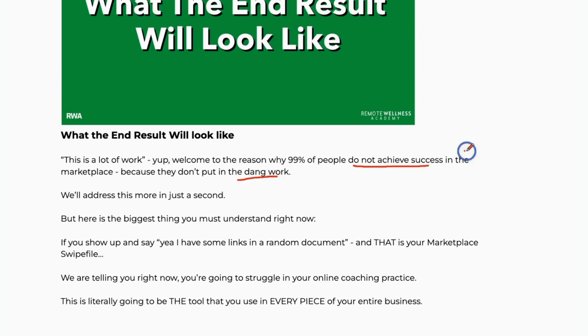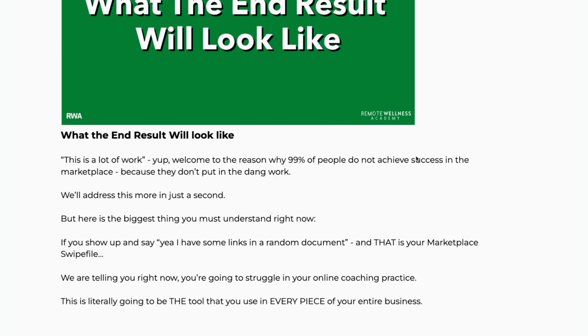And so we're going to address this specific belief around this being a lot of work in just a second. But here's the biggest thing that you need to know right now, okay? If you show up and you say, hey, here's a random document with a bunch of links, and that is my marketplace swipe file, that is my market research, well, I'm telling you right now, you are going to struggle in your online coaching practice, okay? Because this tool that we have walked you through in multiple different ways is the tool that you are going to be using in multiple areas of your business. And so you absolutely need to make sure that you are spending time to do this properly, okay?